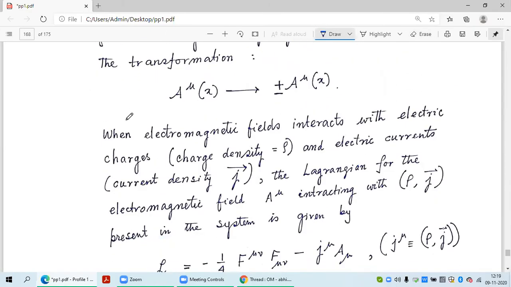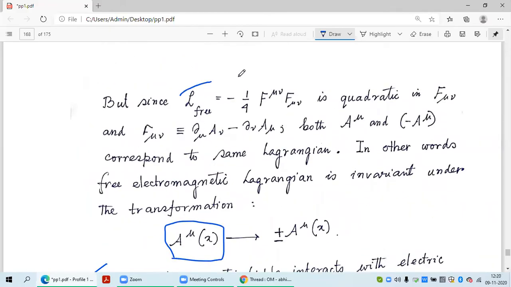Now, look at this very carefully. When electromagnetic fields interact with electric charges, which carry charge density rho and current density J, there you have an electromagnetic field, and electric charges are objects external to the field. That charge is not in the description of the free field. A mu is a free field which corresponds to this Lagrangian or satisfies Maxwell's equations in vacuum.